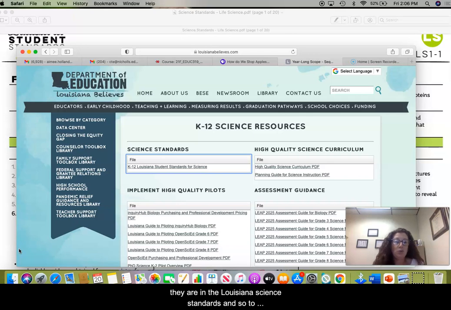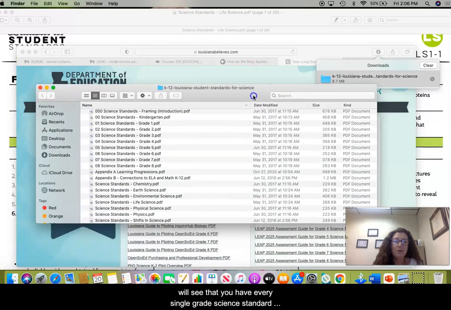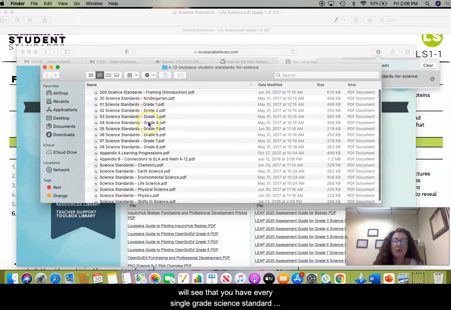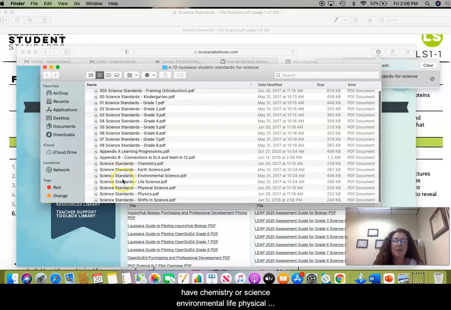So to find your Louisiana science standards, you go into Louisiana Believes. And then once you go to louisianabelieves.com, you can look up the K-12 Louisiana Student Standards for Science. When you do that, you'll download it. And then what you'll receive is a folder, and in that folder you will see every single grade's science standards. So grades 1 through 8, and then for high school you have chemistry, earth science, environmental, life, physical science, physics, and shifts in science.